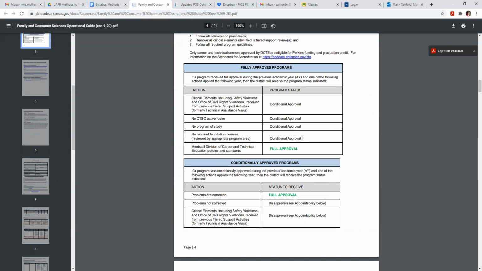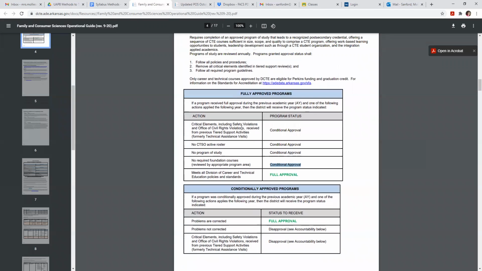If they don't, then they're conditionally approved, which means they would be limited on funds, and eventually they might get phased out and programs closed in your school. So these are some things that might cause that to happen: some safety violations. It's now time to go to your remediation or intervention to the lab assigned.